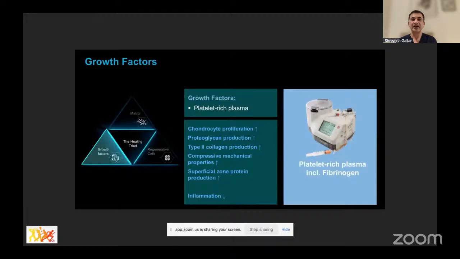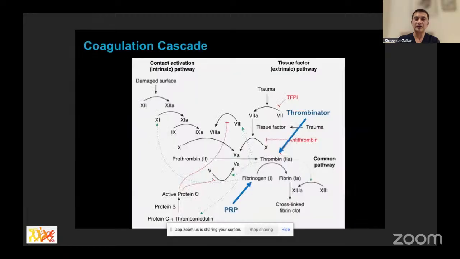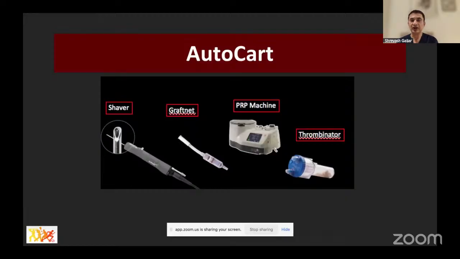So you are using those cells. You are mixing it with PRP, and we all know the several advantages of PRP. And then you have a glue. Now, what is recommended for this type of procedure is you don't use a thermal glue like fibrin. What you use is a thrombinator, which is a mixture of PRP and the thrombin. In the cascade, the PRP acts to convert the fibrinogen into fibrin, and that gives rise to a nice cross-linked fibrin clot. And that really helps in this procedure.